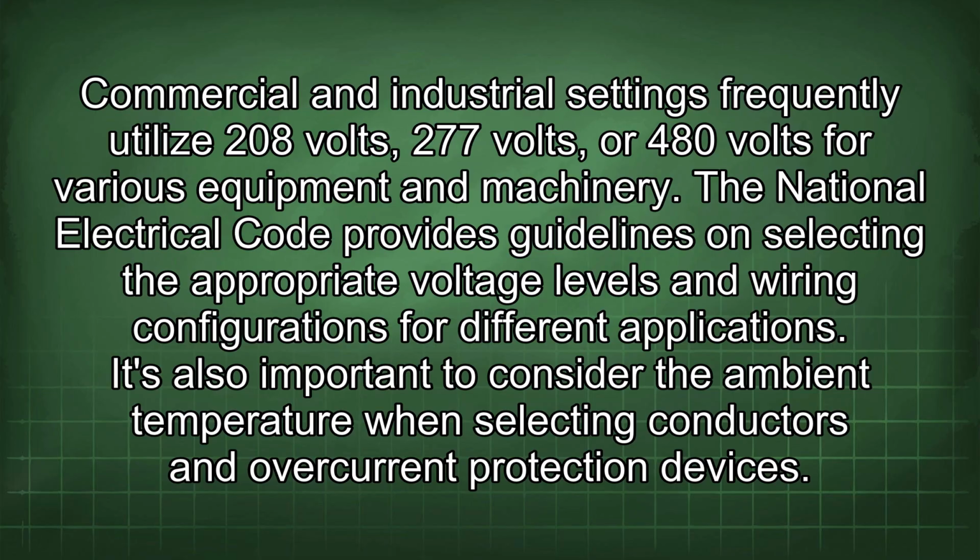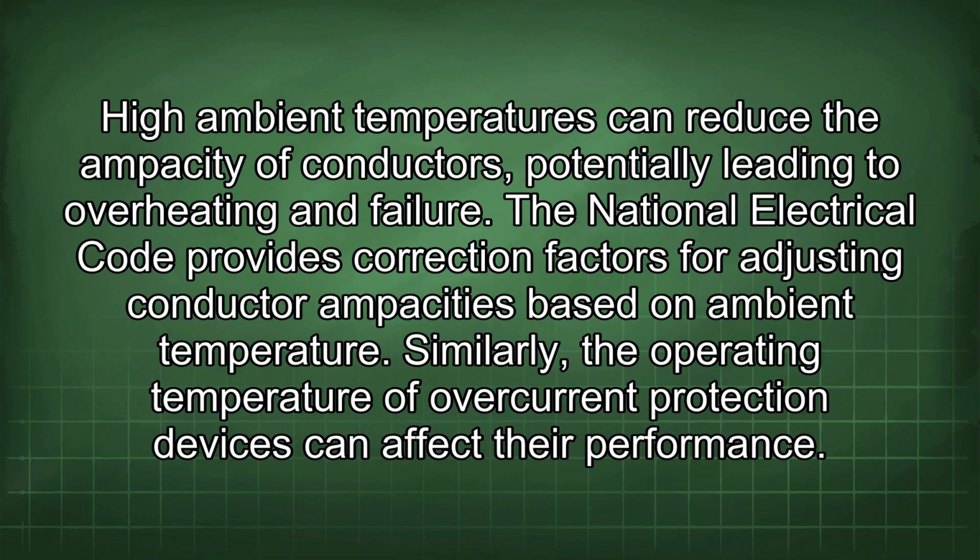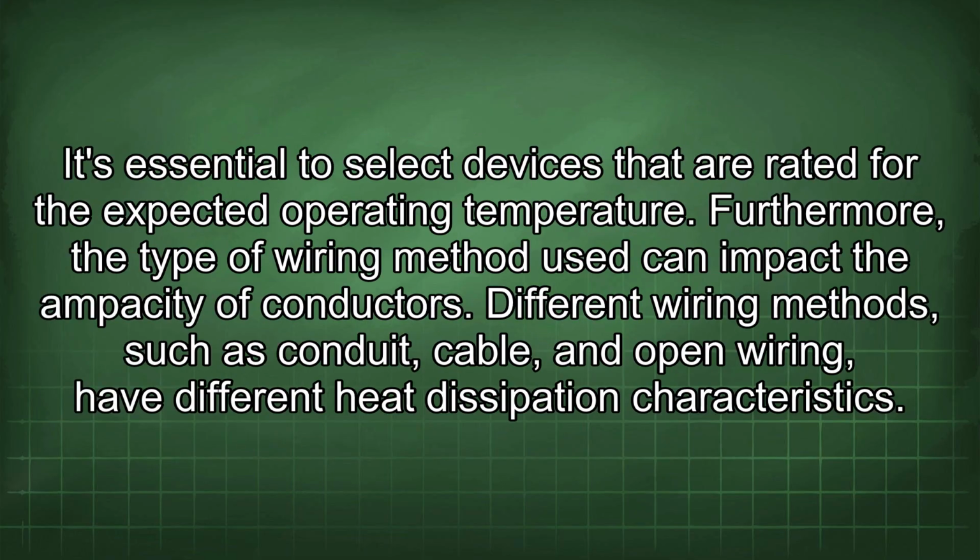It's also important to consider the ambient temperature when selecting conductors and overcurrent protection devices. High ambient temperatures can reduce the ampacity of conductors, potentially leading to overheating and failure. The National Electrical Code provides correction factors for adjusting conductor ampacities based on ambient temperature. Similarly, the operating temperature of overcurrent protection devices can affect their performance. It's essential to select devices that are rated for the expected operating temperature.